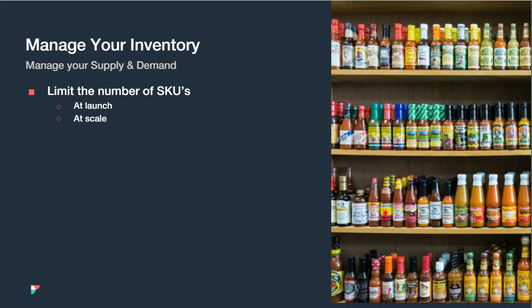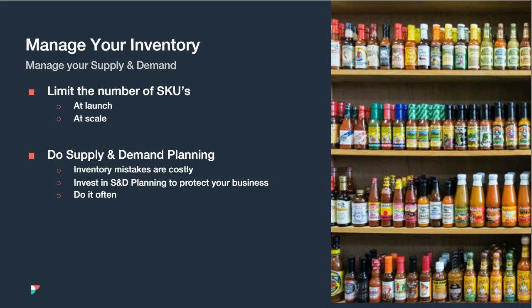Okay, great points. The other thing that you can do, and we're going to go into this in some detail, is supply and demand planning. We've tried to illustrate with some of these examples that inventory mistakes are costly. If you invest in supply and demand planning, you can avoid these kinds of mistakes. And we say do it often. For businesses that are in continuous production and shipping product on a monthly basis, we generally find that it makes sense to do this supply and demand planning process at least every other week, and perhaps every week, or even more frequently during peak seasons. The key point is to get a regular cadence.